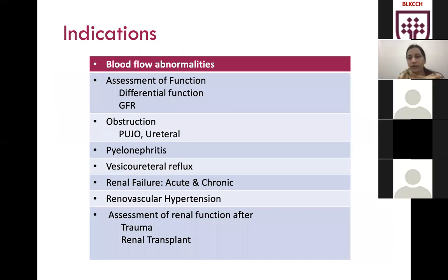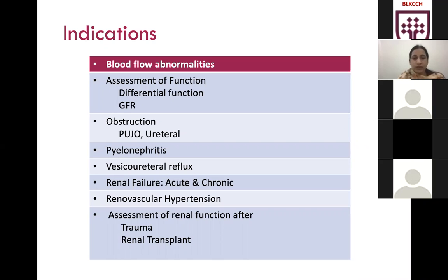So what indications can we think of? One is to assess blood flow abnormalities, like a captopril scan, which helps in assessment of renal artery stenosis, though due to availability of better angiographic techniques, we less frequently use this test. The next application is assessment of function, that is, assessment of differential function, how much each kidney contributes to the function, and assessment of the glomerular filtration rate.